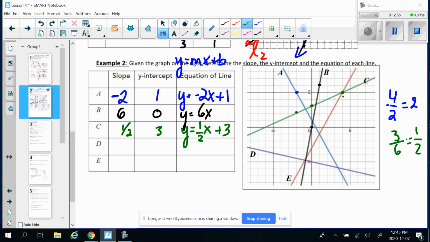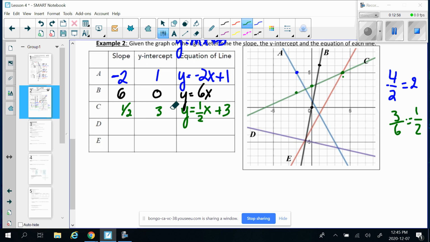And then we'll do one more. We'll just do D, just so we can see what's going on. Let's pick 2 convenient points. That one's pretty convenient, and this one. So we got a rise of 2 and a run of 1, 2, 3, 4, 5, 6, 7, 8, looks like. Yeah, so 2 over 8 is 1/4. But is it positive or negative? Well, it falls to the right, so I'm going to call that a negative slope. And then my y-intercept is -5. So the equation is y is equal to -1/4 x minus 5.